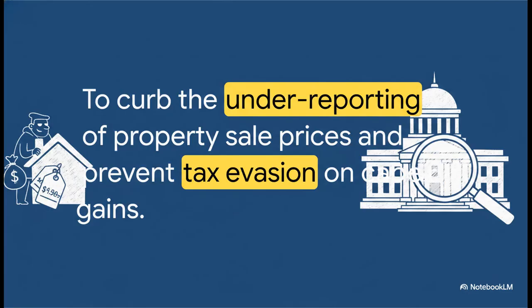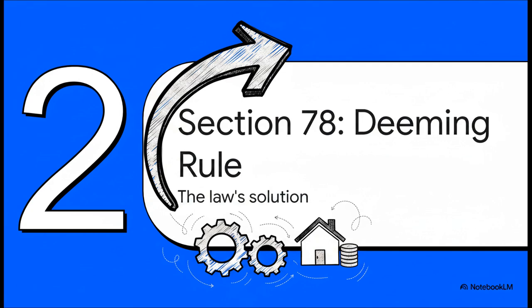Look, the government's motive here is pretty straightforward. They want to stop tax evasion. Simple as that. For years, there was a huge issue with property sale prices being underreported just to pay less capital gains tax. This rule is the government's way of putting a stop to that by tying the taxable value to an official benchmark. So, now that we know the why, let's get into the how.